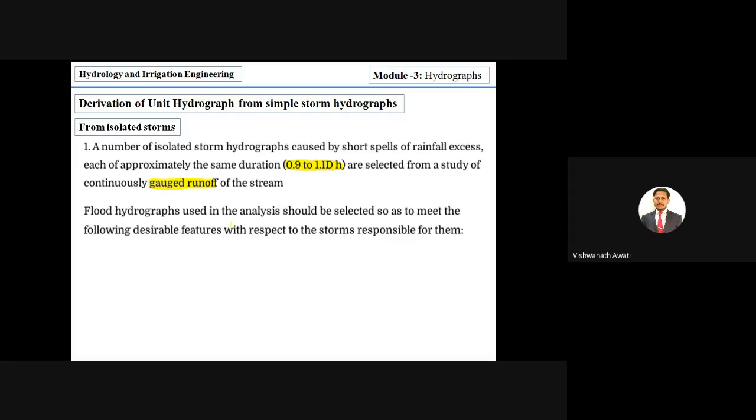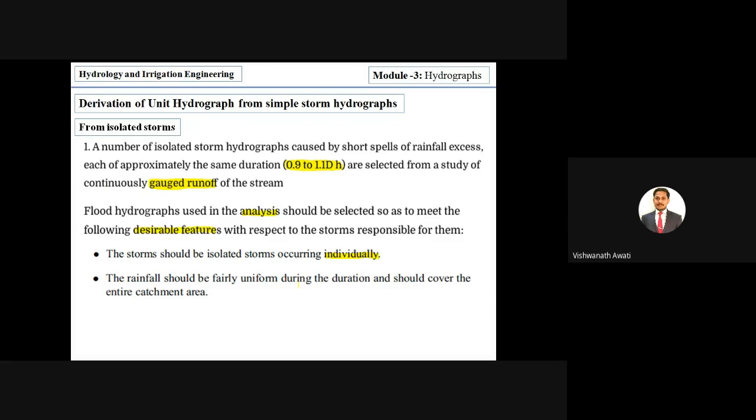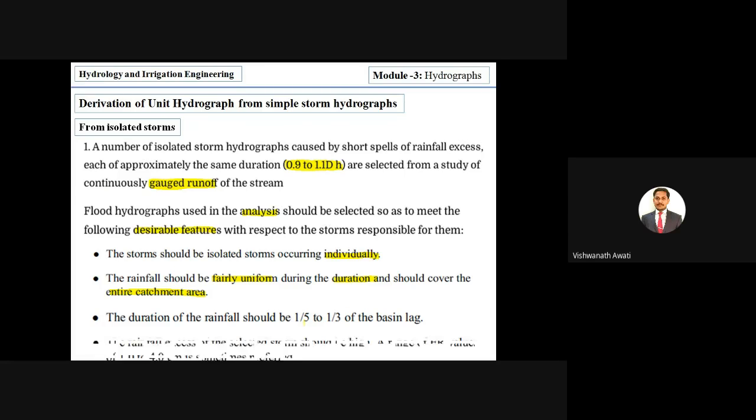Here we have to consider the desirable features of the hydrographs we are using for analysis. First, the storm should be an isolated storm occurring individually. Next, the rainfall should be fairly uniform during the entire duration, and it should cover the entire catchment. Next, the duration of rainfall should be 1/5 to 1/3 of the base length. The rainfall excess of the selected storm should be in the range of 1 to 4 centimeters.